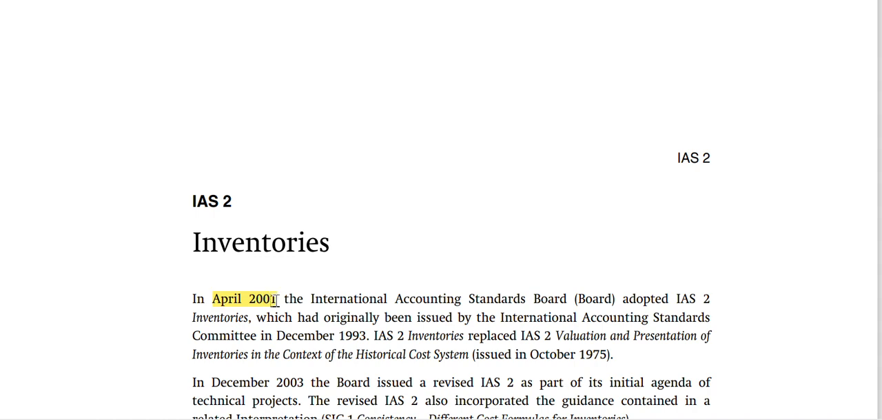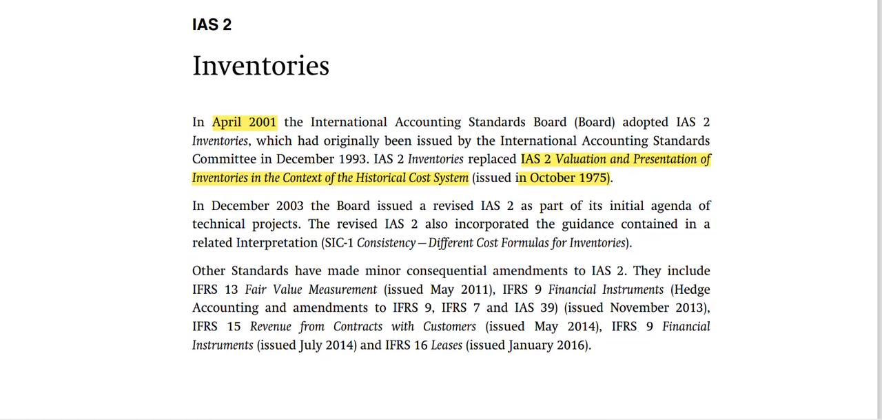April 2001, right? And then you know that originally the standard before that was Valuation and Presentation of Inventories in the Context of the Historical Cost System, right? That was when it was first issued in October 1975. So that was years ago. That is, maybe most of you were not even born, and that includes myself.